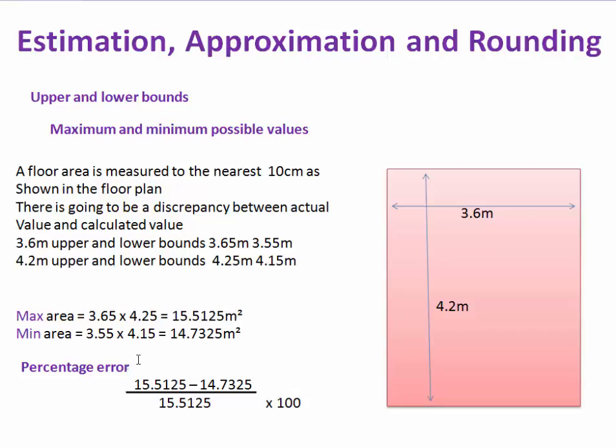For the percentage error, we don't use these two values, we use the maximum and minimum values. So the percentage error is based on the difference between these two values, the maximum area and the minimum area. So don't use the area 3.6 by 4.2, we have to use the maximum area and the minimum area. So it's the difference divided by the maximum area multiplied by 100, and that gives us the percentage error.